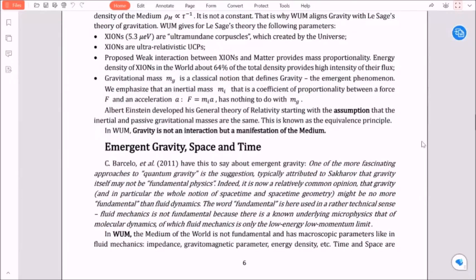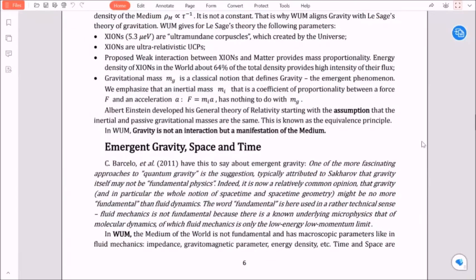Emergent gravity, space, and time. Barcelo et al. in 2011 have this to say about emergent gravity. One of the more fascinating approaches to quantum gravity is the suggestion, typically attributed to Sakharov, that gravity itself may not be fundamental physics. Indeed, it is now a relatively common opinion that gravity, and in particular the whole notion of space-time and space-time geometry, might be no more fundamental than fluid dynamics. The word fundamental is there used in a rather technical sense.